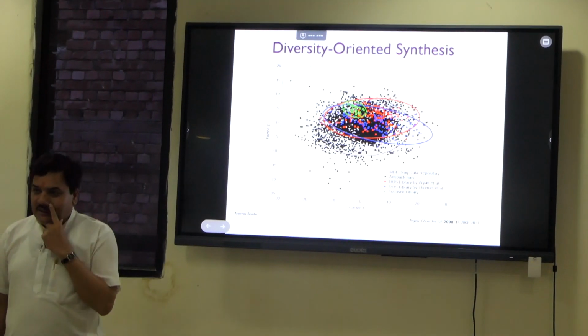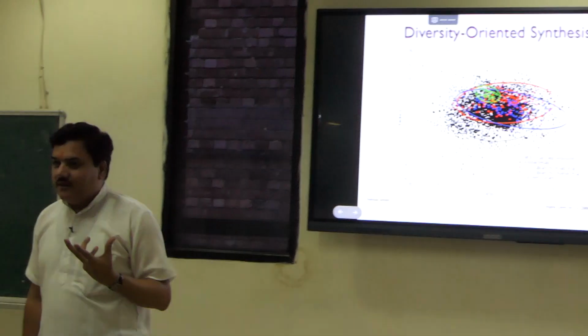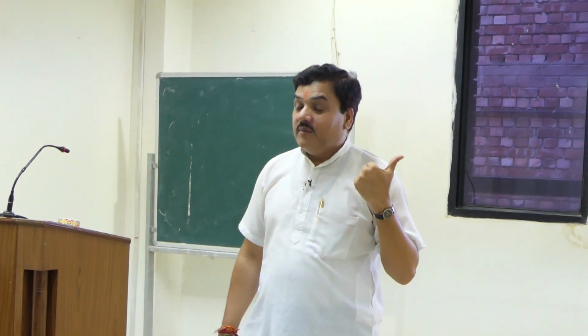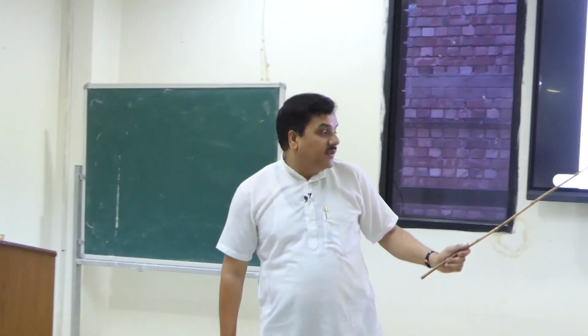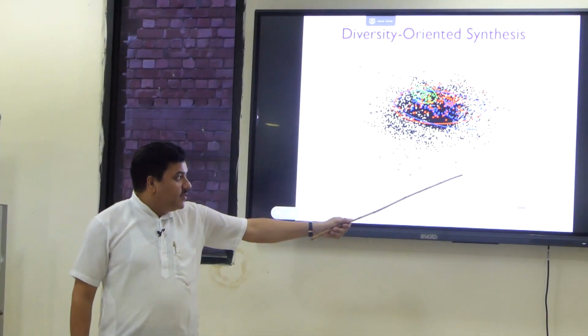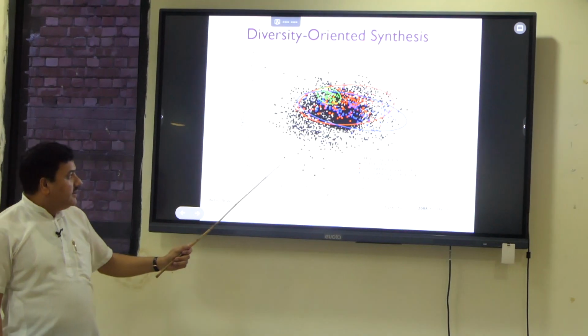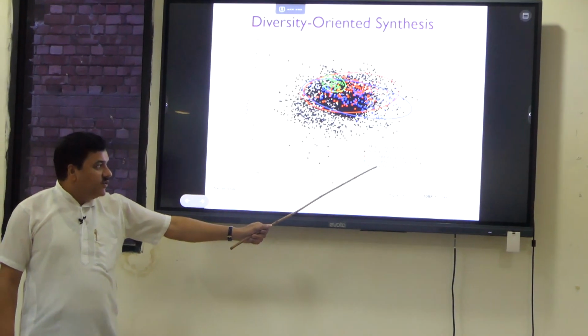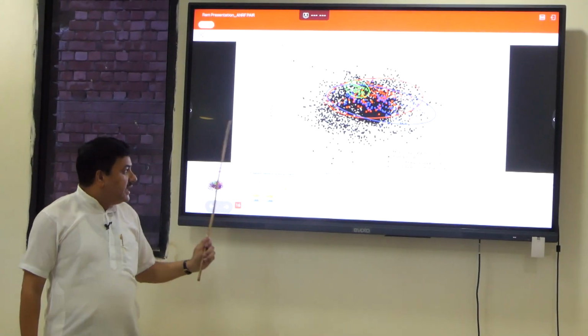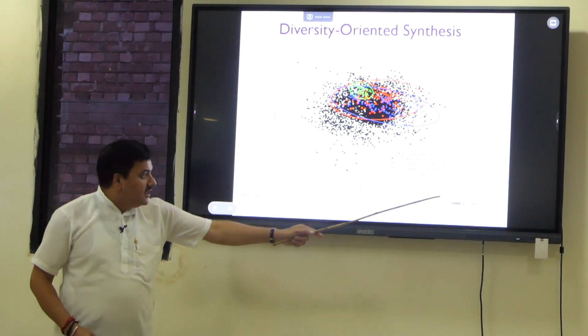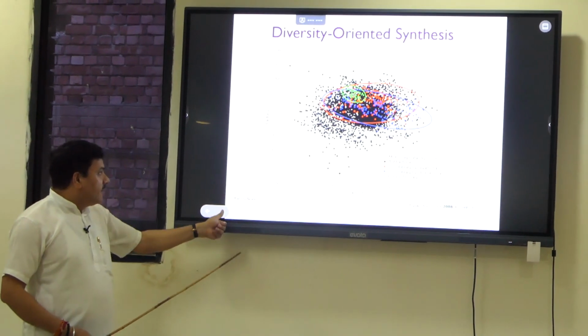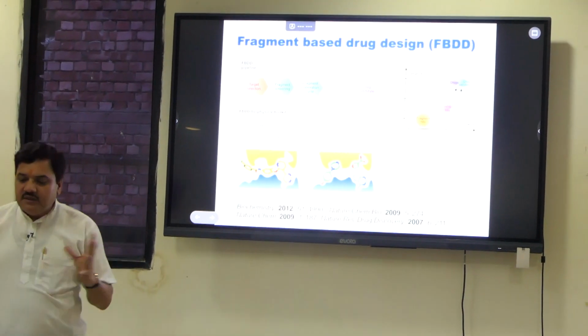Okay. These are the real data. This is not hypothetical or something. These are the real data taken from molecules made by diversity oriented synthesis, by the DOS approach. They are very much three-dimensionally different from the ones made from the focused library. And this paper has been published in Chemie. Okay, so this was all about diversity oriented synthesis.